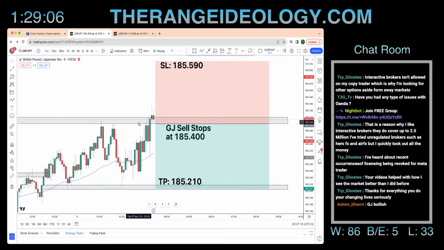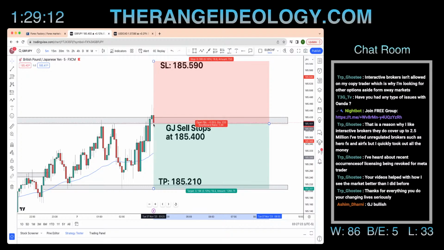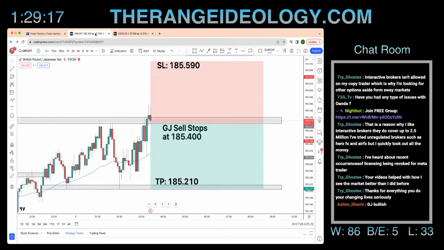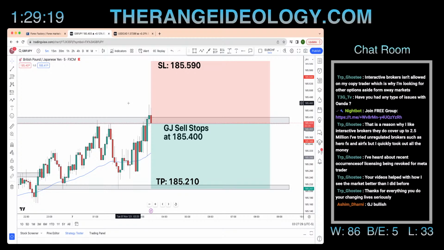GJ is coming down again one more time here. This could tap us in. Was it 184? Yep. Okay, just tapped me in, guys. Tap me in here. And I'm looking for a strong push here.